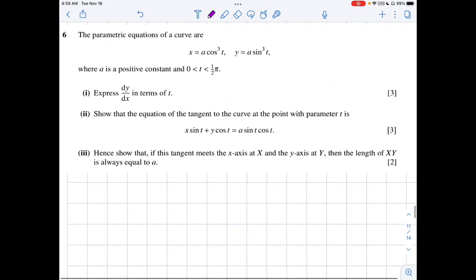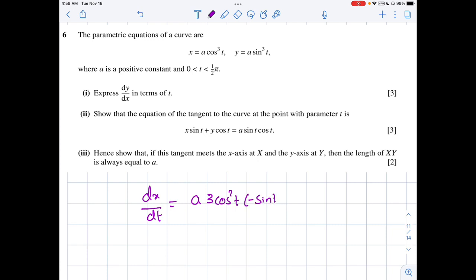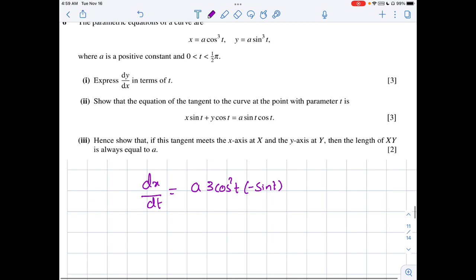Coming to sixth question, the parametric equations of the curve are x is equal to a cos cube t, y is equal to a sin cube t, express dy by dx in terms of t. So I'm going to find dx upon dt, which is a 3 cos square t, and cos t derivative is minus sin t. Then I'm going to find dy by dt, a 3 sin square t, sin t derivative is nothing but cos t.